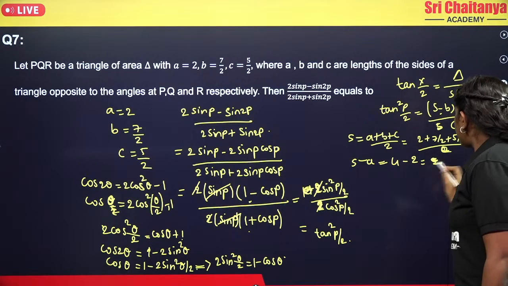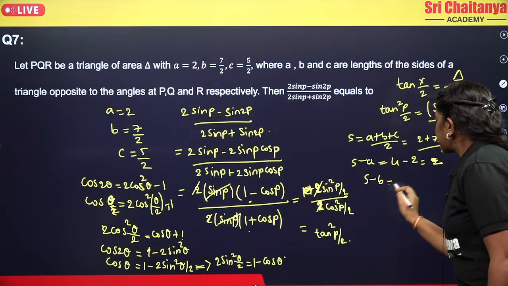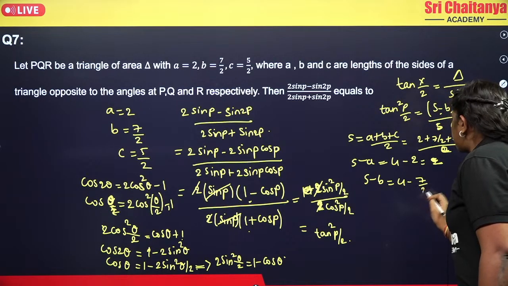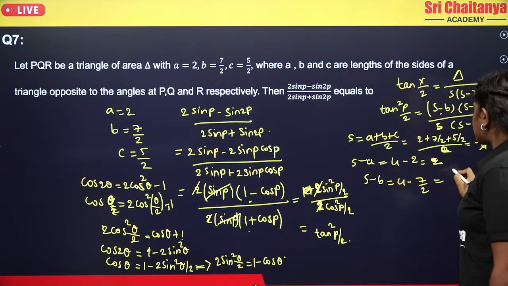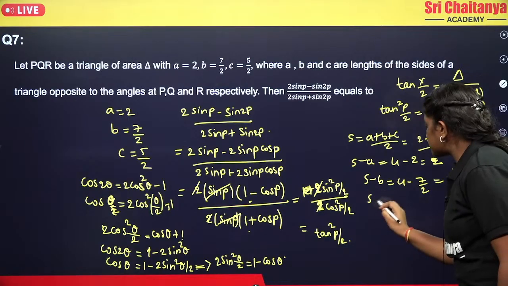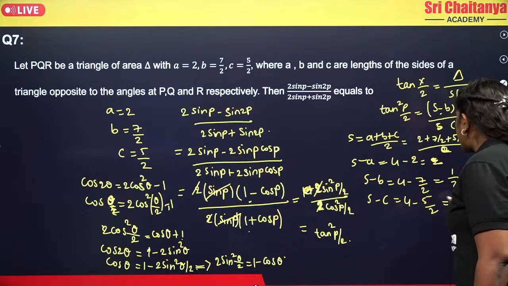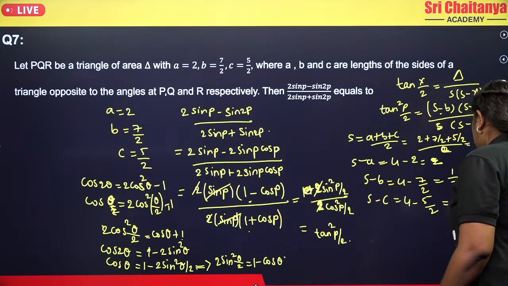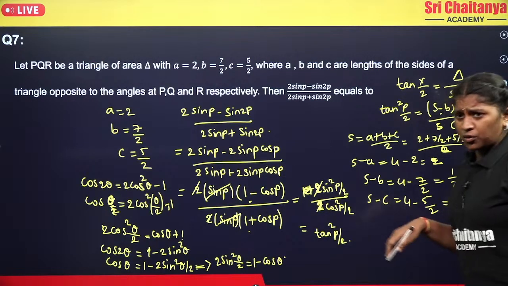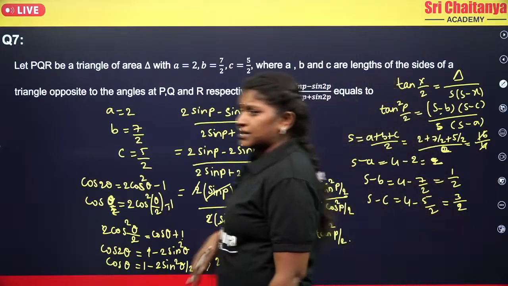And s minus b will become 4 minus 7 by 2, so 4 2s are 8 minus 7, 1 by 2. And next s minus c will be 4 minus 5 by 2, so 4 2s are 8 minus 5, so 3 by 2. Now place these values in the tan square p.